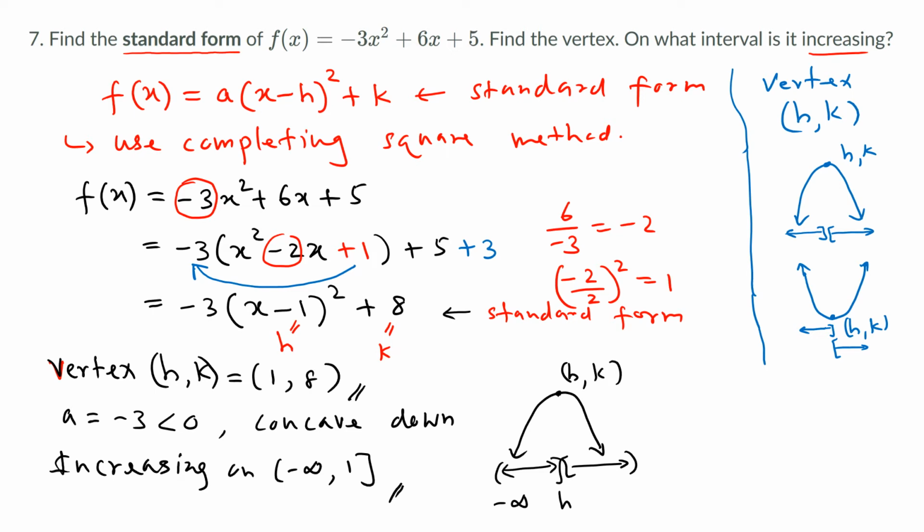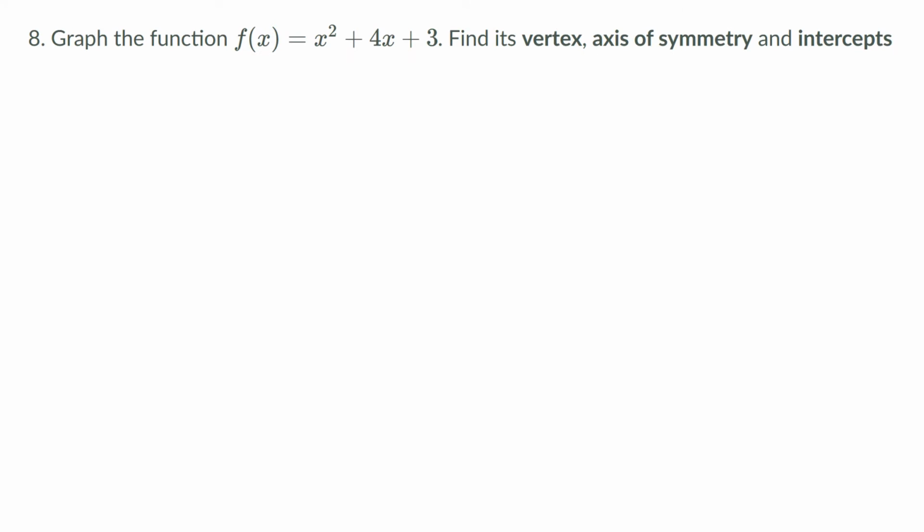So the method we use is the completing square technique. Okay, let's go to number 8. In this problem, you have a quadratic function and you have to graph it. We can graph it using this technique. We try to find the vertex, the axis of symmetry and the intercept. Because if you know the intercept and the axis of symmetry, then you can reflect about the axis of symmetry and you can get the rest of the graph. That's the kind of idea of what we do.